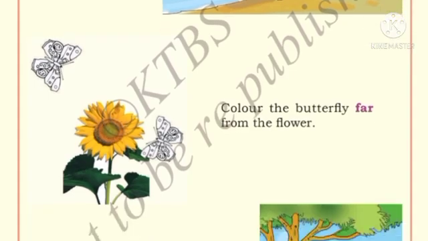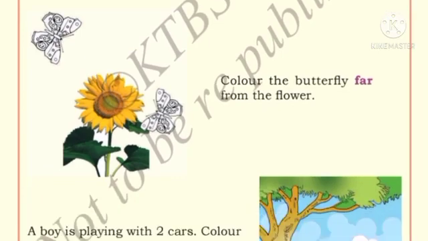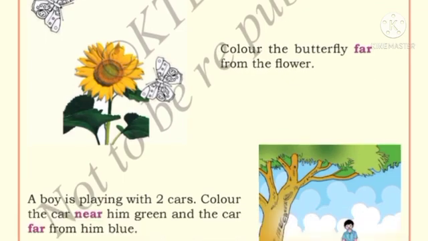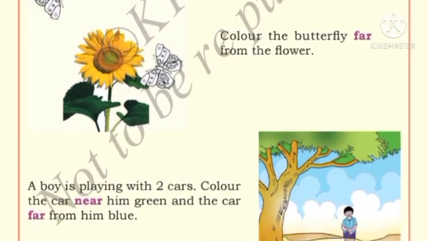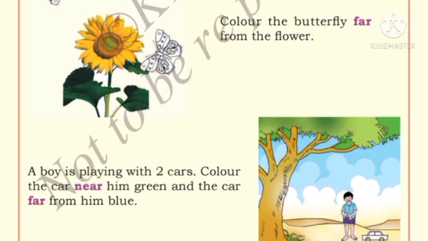See here a boy is playing with 2 cars. Color the near car with green and the far car with blue. So which is the near car? This one is the nearest car. So we will color this with green and the far car with blue.